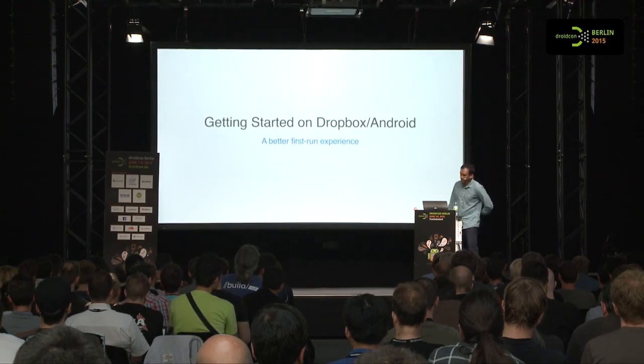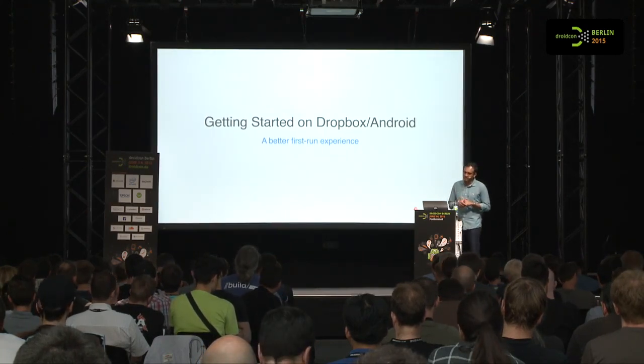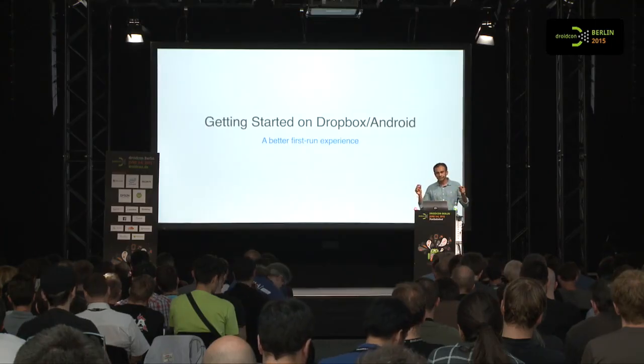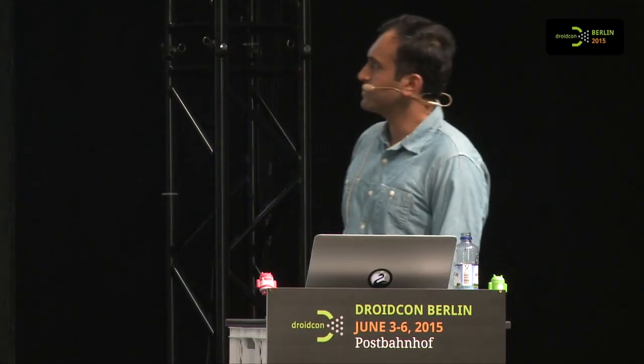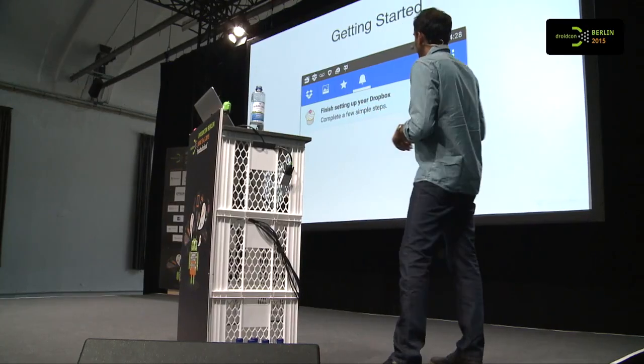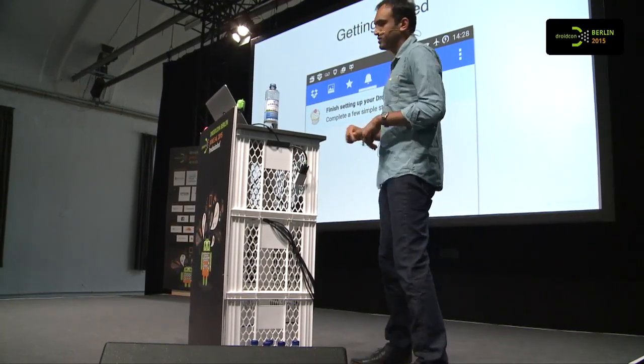OK, getting started. Getting started is something we did to improve the first-run experience for users who specifically sign up for Dropbox on their Android device, as opposed to on the web or on their desktop. So what is getting started? Well, it's a guided, handheld first-run experience for new users. It's only shown to users who sign up on the phone, and the entry point is through this persistent notification in our notifications feed.